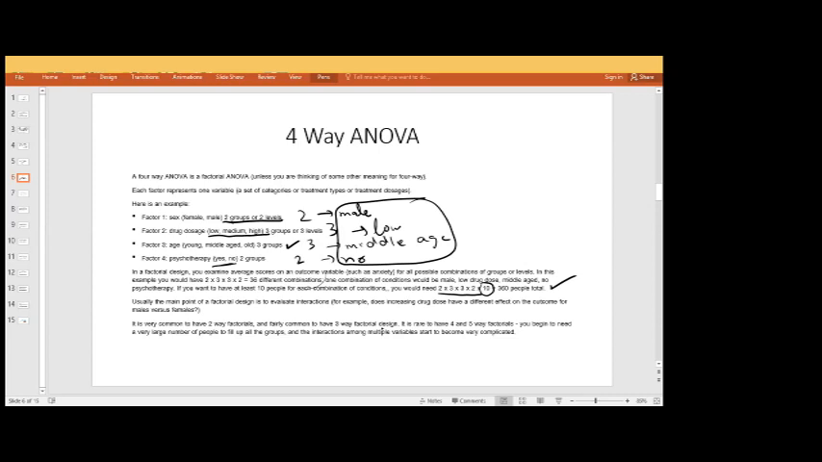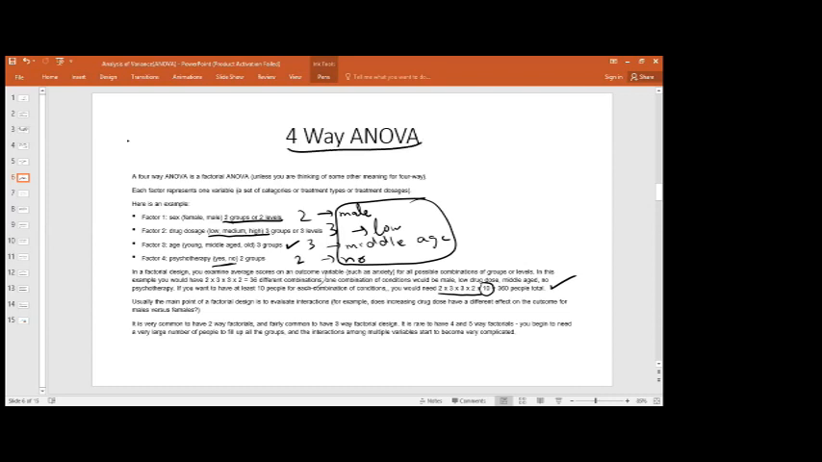Usually we will talk about one-way ANOVA and two-way ANOVA. We will discuss one-way and two-way. Today our main focus is one-way ANOVA.